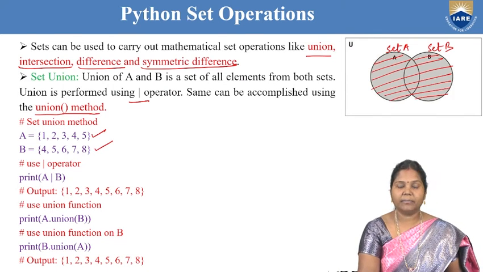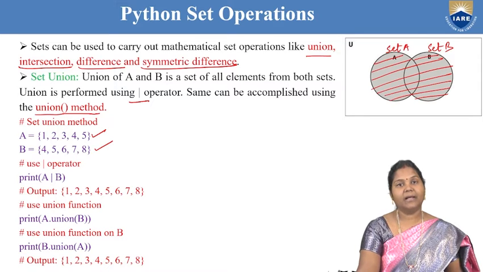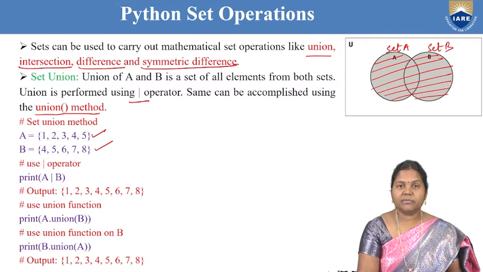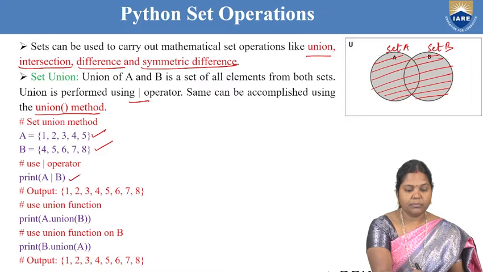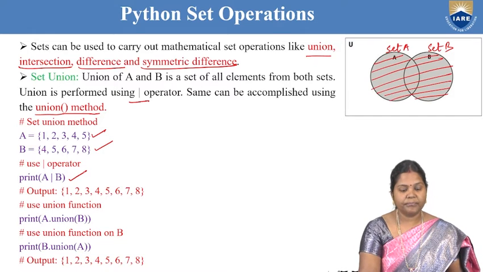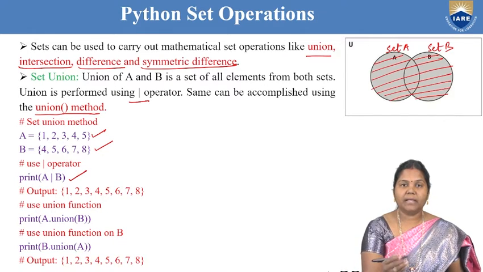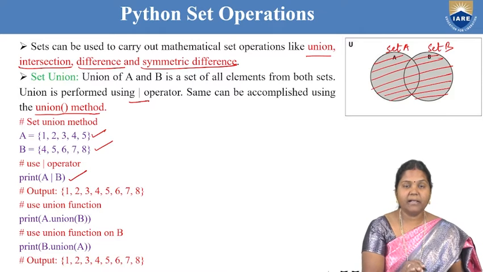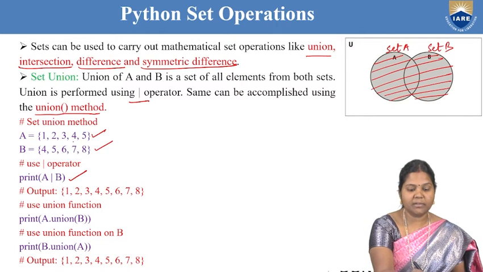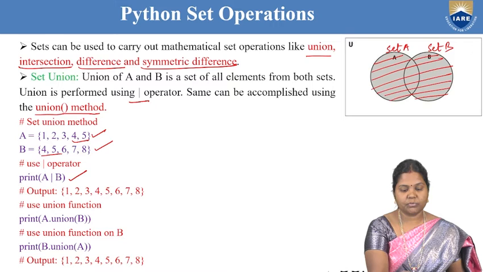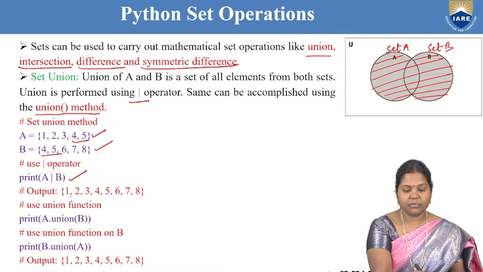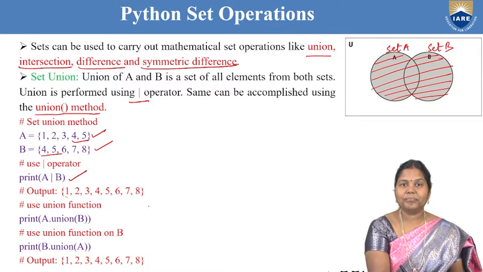Set A contains some elements 1, 2, 3, 4, 5. Set B contains 4, 5, 6, 7 and 8. Now, let us use the union operator. Here I have used the union operator and this will combine the elements from set A and set B, and repetition is not allowed. You can see here 4 and 5 are repeated, so it will only take them once. So, it is 1, 2, 3, 4, 5, 6, 7, 8.